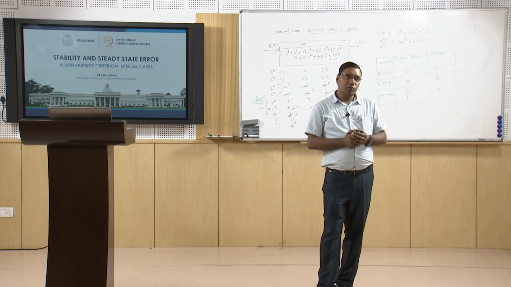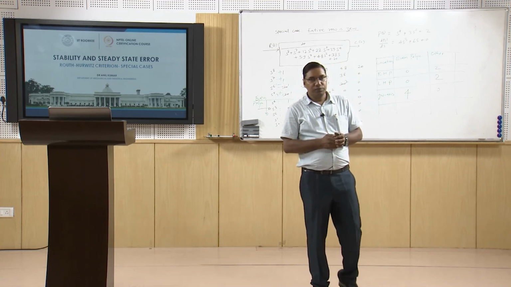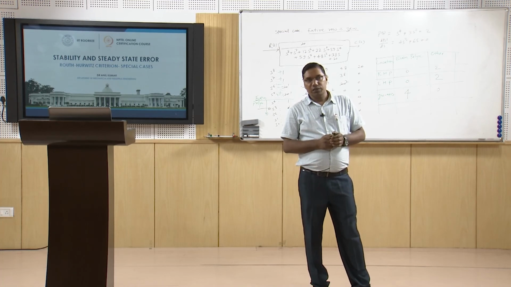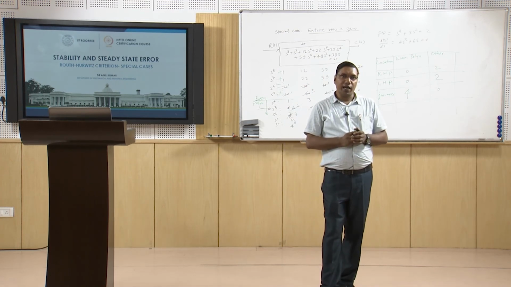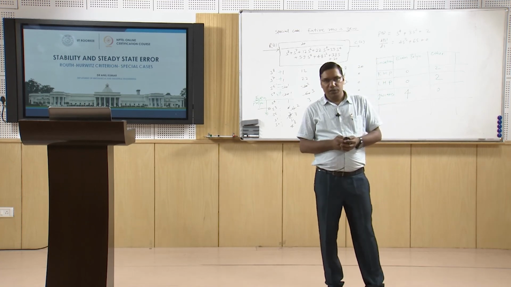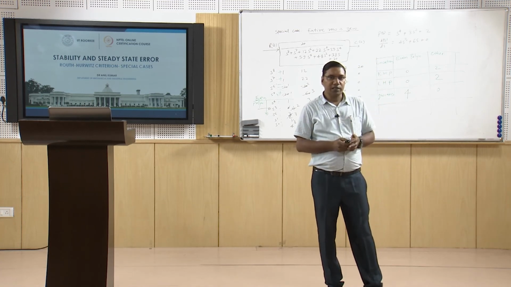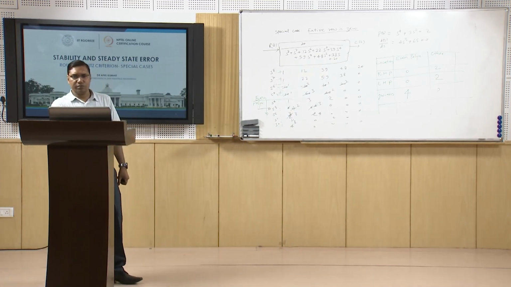If any single pole is in the right half plane, then the system is unstable, and if all the poles are in the left half plane, then the system is stable. When the poles are on the j omega axis, the system is marginally stable. So here we took some examples from the reference book Norman S. Nise, Control Systems Engineering.